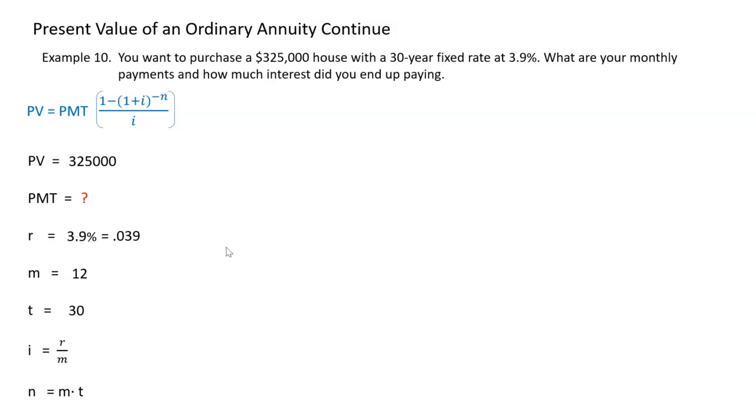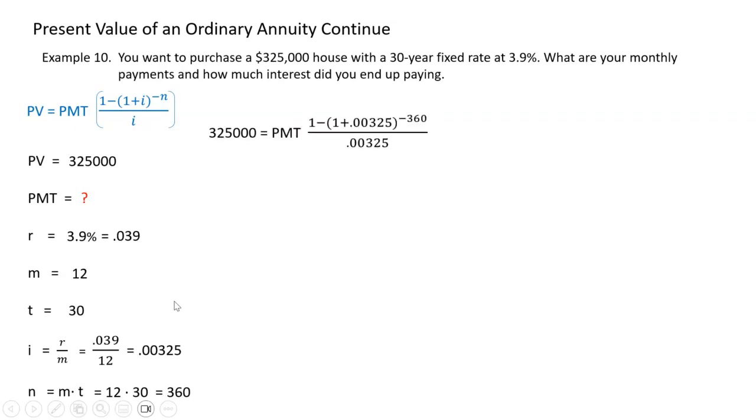If you do 15, guys, you end up paying much less interest at the end. But maybe you cannot afford the payment because it's going to be a higher payment. Okay, but anyway, guys, let's finish this scenario here. So my I is going to be R divided by M. The 0.039 divided by 12 will give us 0.00325. My N will be M times T, my 12 times 30, which will give us 360. Okay, so let's plug everything in.